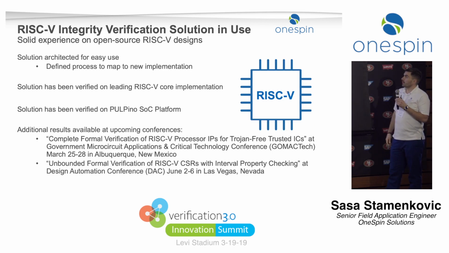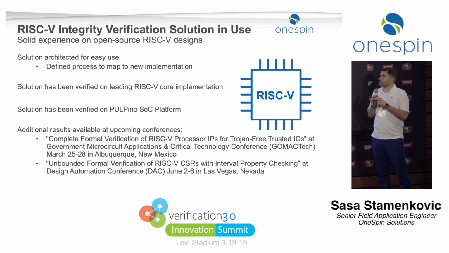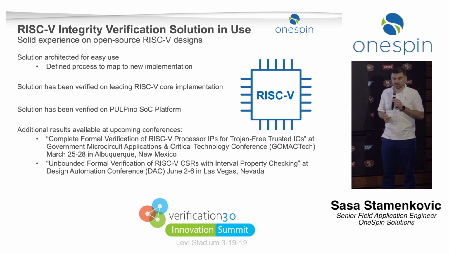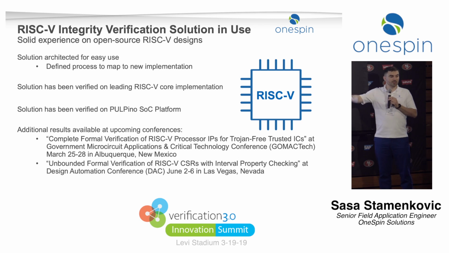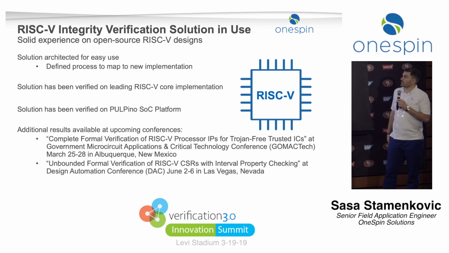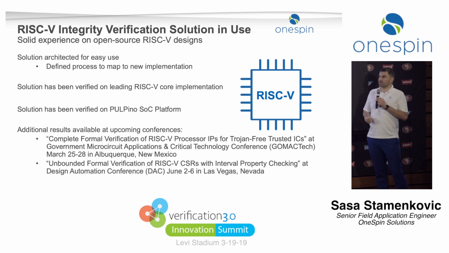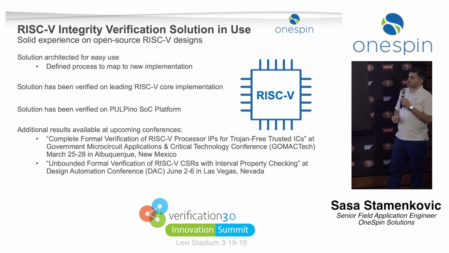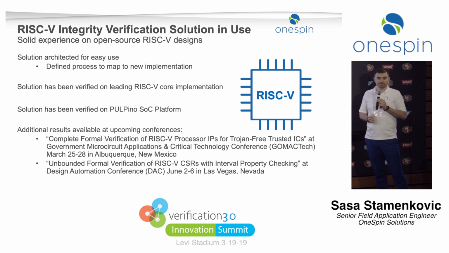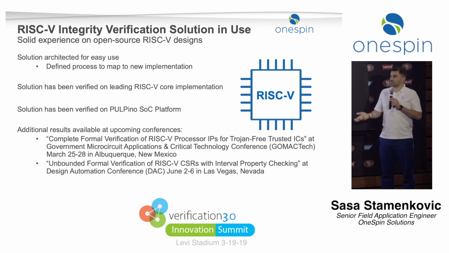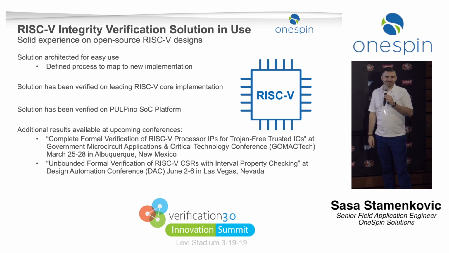So how was this work created? Again, we tried to address one of the requirements that I mentioned in the earlier slides, which was to make it portable to other implementations. While creating it, we used several examples of cores. One of those is the Pulpino SoC that can be found on GitHub. Since this is very recent work, we had a press release at the last DVCon. We'll be talking next week at GOMAC in Albuquerque, New Mexico, and of course, during DAC in Las Vegas.